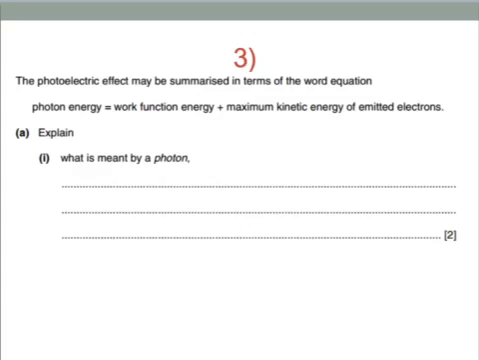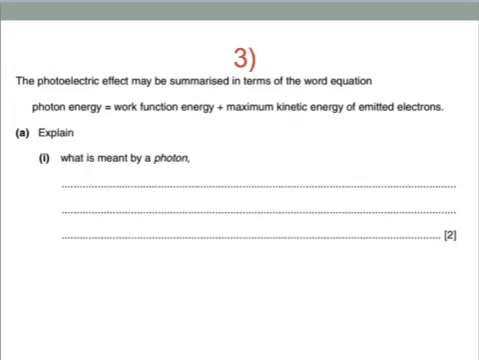Now, just to quickly remember what this means, the energy that's brought in by photons that are incident onto a metal surface will be transferred into the energy required to remove the electrons from the surface. That's the work function energy. And any energy left over, therefore, will become kinetic energy of those electrons that have been liberated from the metal surface.